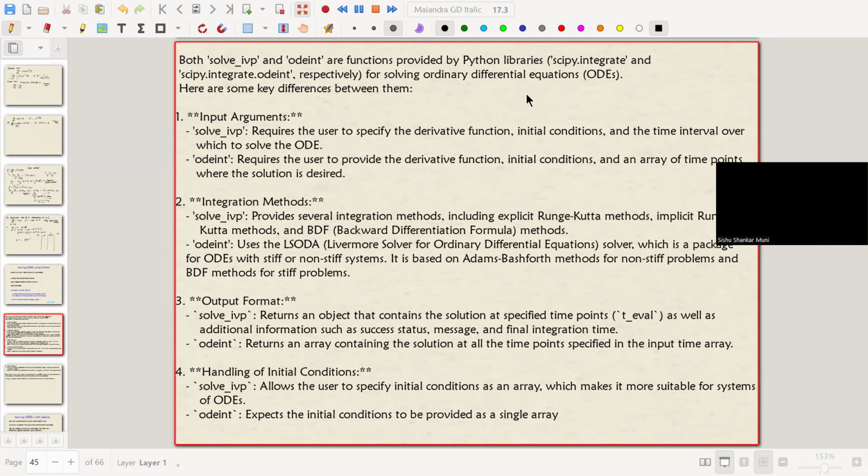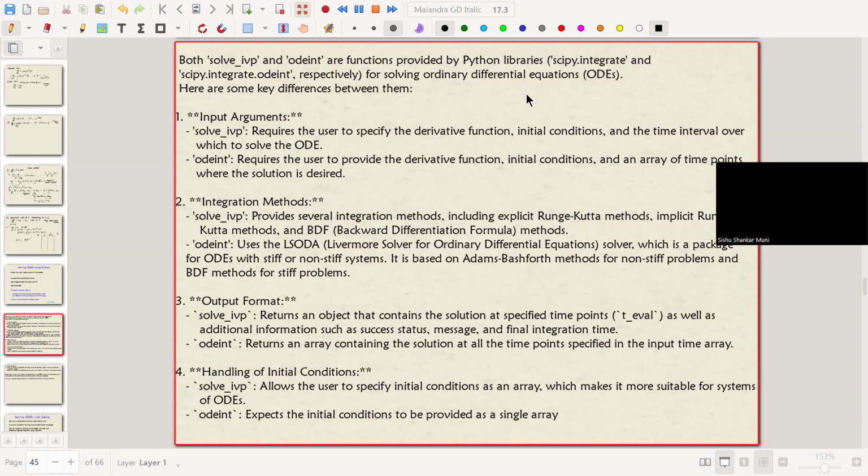So this I have written as an array of time points where the solution is desired. You were desiring the output in between 0 and 20. So this is your time step. Whereas solve_ivp requires the user to specify the derivative function, initial conditions, and the time interval, same, over which to solve the ODE. So almost the same. No difference yet.